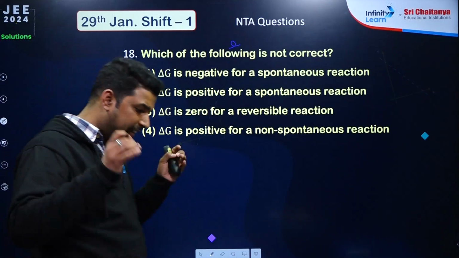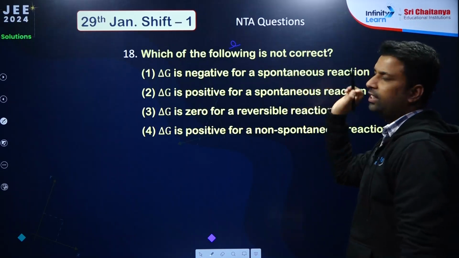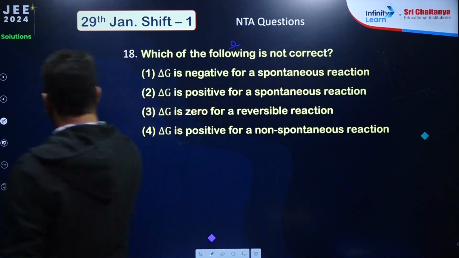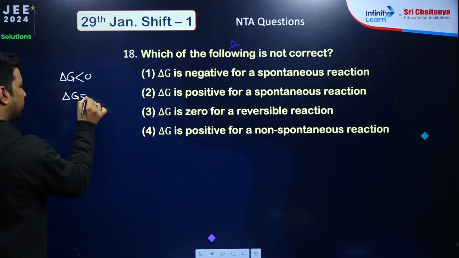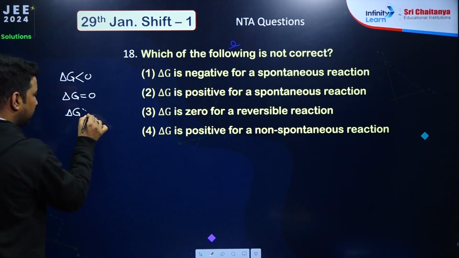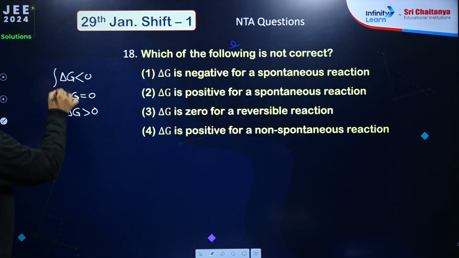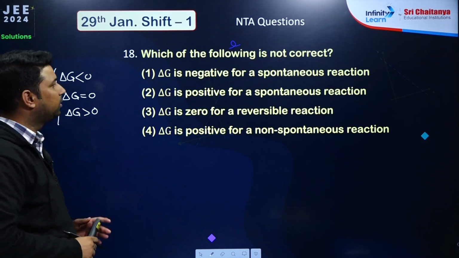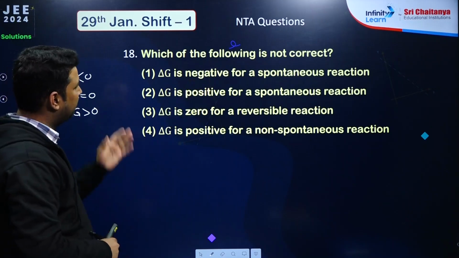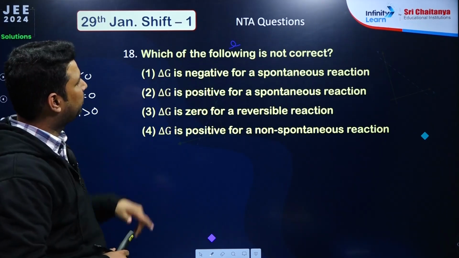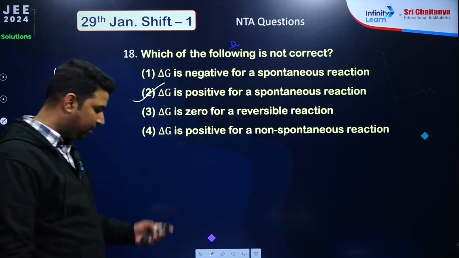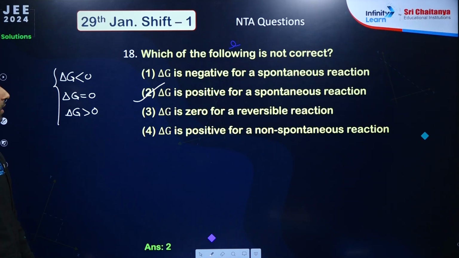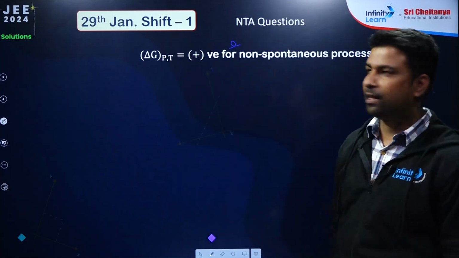Next, easiest question ever. Which of the following is not correct? We know that delta G is negative for a spontaneous process, delta G is 0 at equilibrium, and delta G is positive for a non-spontaneous process. Everyone knows these thermodynamic terms. So delta G is negative for a spontaneous process, it is correct. But the question says which of the following is not correct? Delta G is positive for a spontaneous reaction, an incorrect statement. So the second will be your incorrect statement. So hence your answer, and this is the explanation.